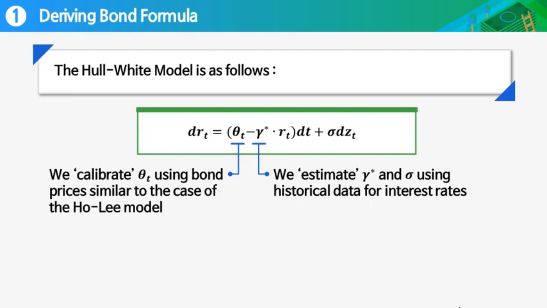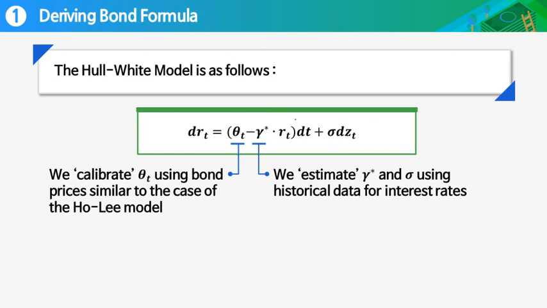Hull-White model. The Hull-White model is as follows: dR_t equals (theta_t minus gamma R_t) dt plus sigma dW. It looks similar to the Ho-Lee model. The only difference is this part. If gamma star is 0, then it becomes the Ho-Lee model.